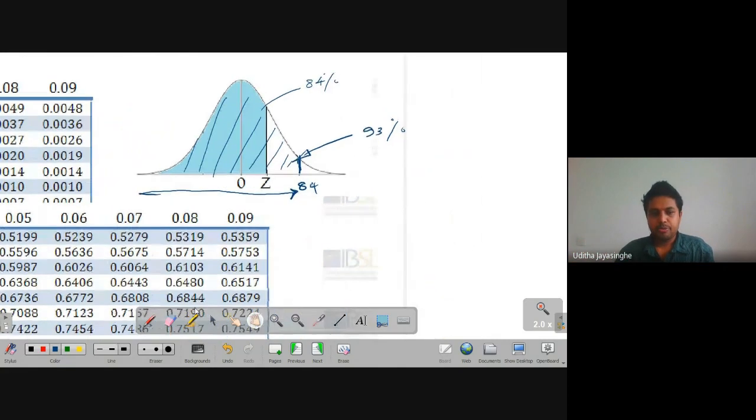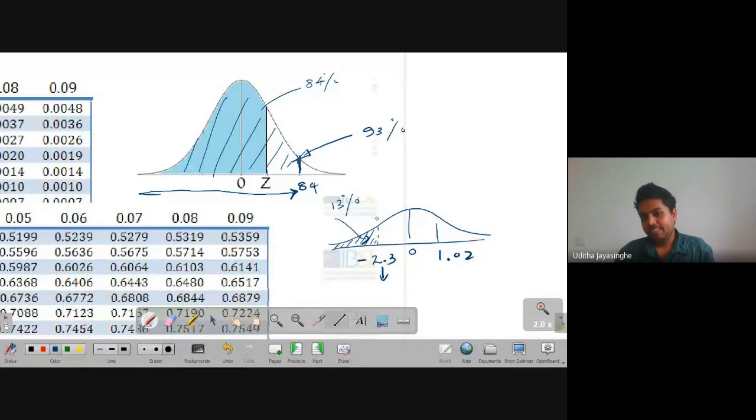That means if you do something like, let's say, a negative value. This is 0. These are positive Z values, 1.2. And in that case, this should be something like negative 2.3. Then if you find the corresponding value, you may get something like, let's say, 13% over here. Don't forget that this is also from, sorry, negative infinity to that particular value.